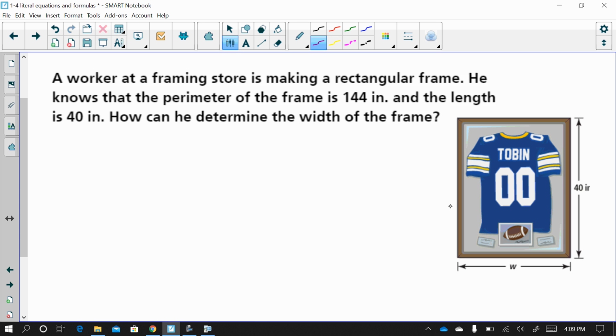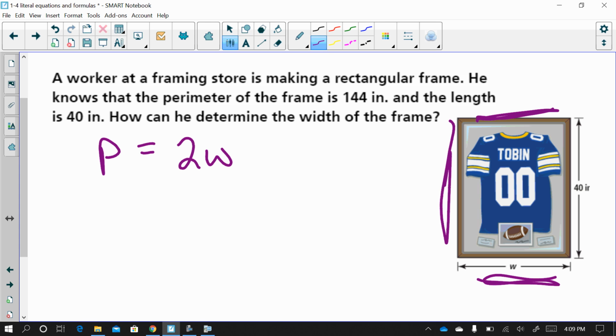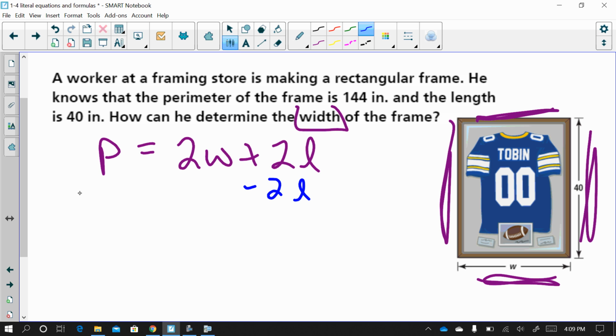Okay, remember perimeter is my outside. So perimeter equals, here's my width. How many widths do I have? I have 2. And I need to count these 2 sides, so plus 2 lengths. How would I get W by itself? Well, I've got this stuff hanging out with the 2W. So how do I get rid of this plus 2L? Minus 2L. So if I do it to one side, I've got to do it to the other.